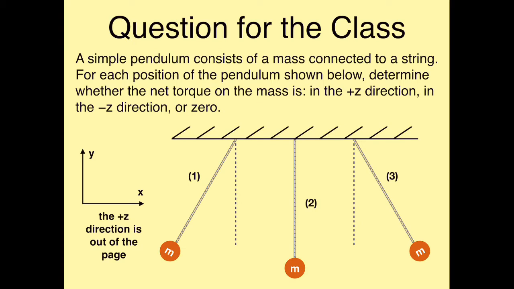So this is the coordinate system we're using. X is going to the right, y is going up like this, and then the z direction is coming out of the page towards you. So with the pendulum in position 1, what direction is the net torque? Just say positive z, negative z, or is it just 0? And then do the same for these two positions shown here. So pause the video, see if you can work this out, and then we'll go through it together.